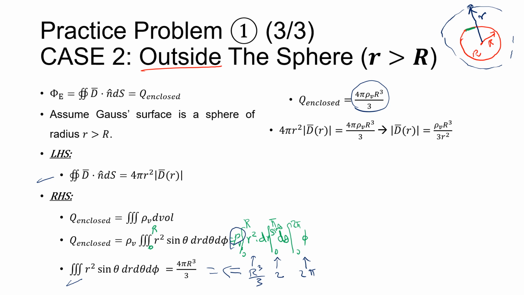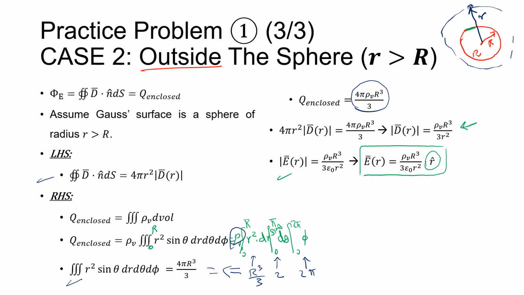So you get this, and with mathematical manipulation you can reach D as a function of r, the magnitude value. Divide by epsilon naught, you get Er. This is a magnitude, so we know that we are in the direction of r, so this is the overall field. If you remember, we have Coulomb's law, which states that E equals Q over 4 pi epsilon naught r squared in the direction of r.